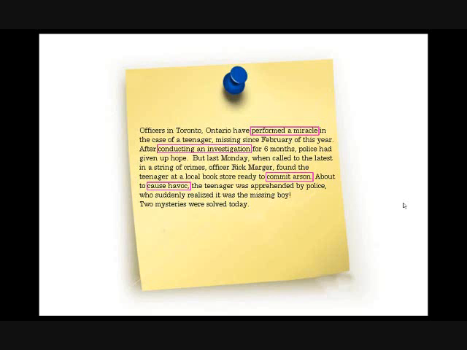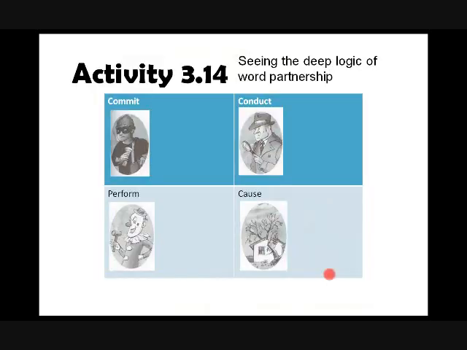Anyhow, let's move on. So we're going to try out activity 3.14, which does provide us with target chunks, and incidentally, they're very similar to the ones we've used in this first activity. And this activity is called Seeing the Deep Logic of Word Partnerships. So what you can see are 4 words and some cute pictures that did come from the book. Commit, conduct, cause, and perform.